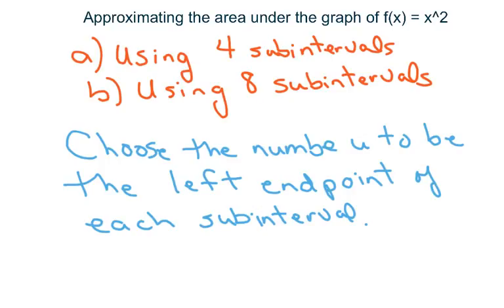We're going to approximate the area under the graph of f of x equals x squared. We're going to use 4 subintervals and 8 subintervals, and we want to choose the number u to be the left endpoint of each subinterval. If you watched the previous video, we did both. We used left endpoints and we used right endpoints.